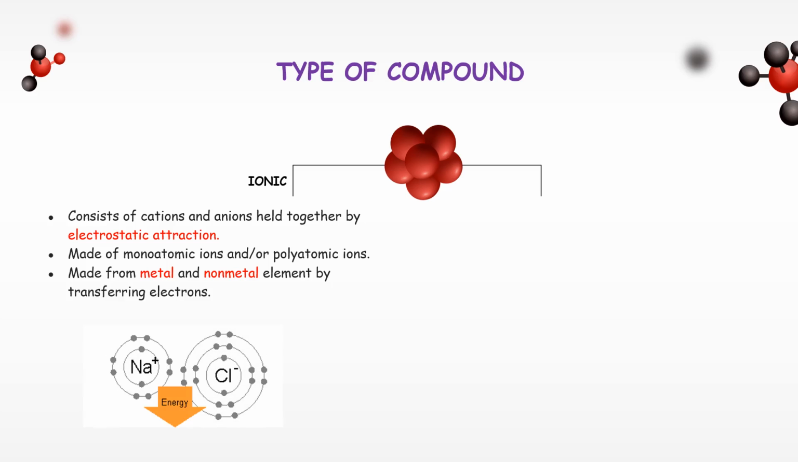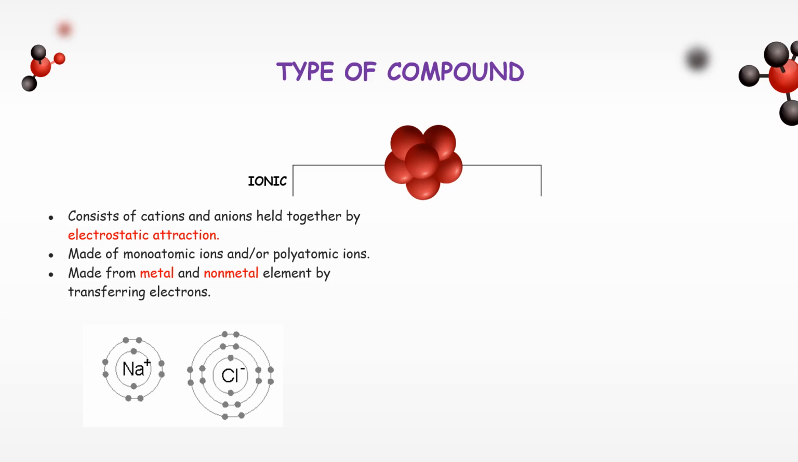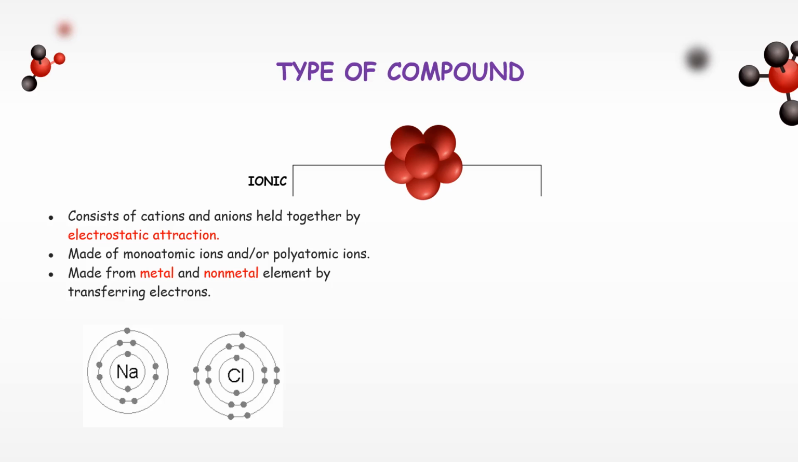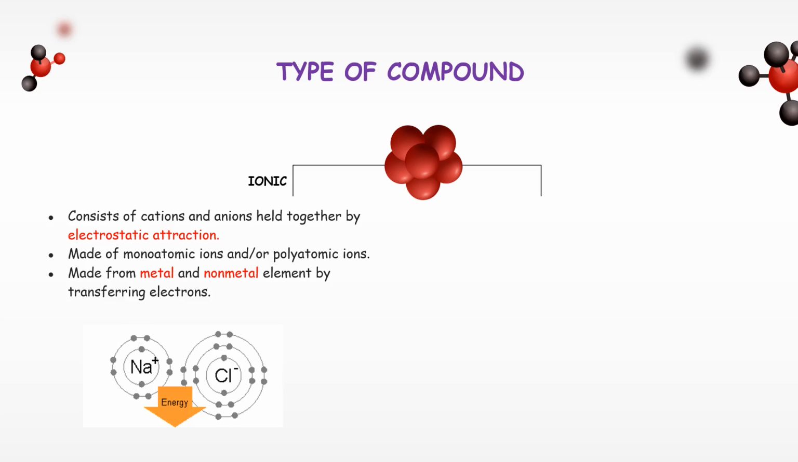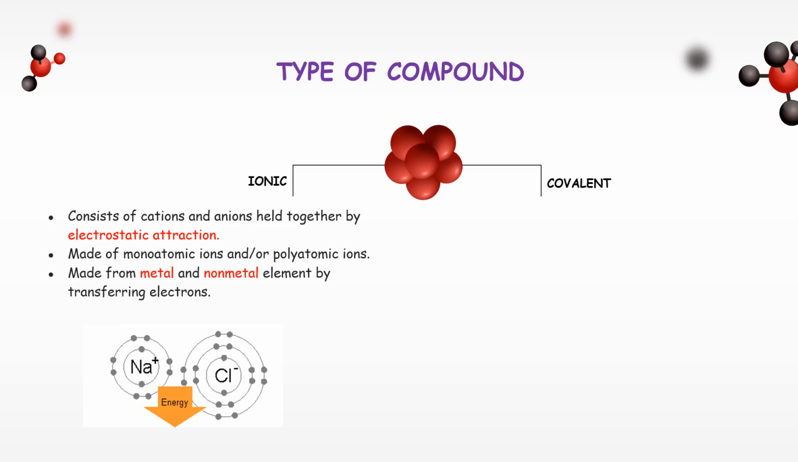So here we have the example. When the sodium is releasing the electron, it requires energy to release the electron, and when the chlorine is accepting the electron, it will release energy. When the 2 atoms combine together, it will release energy to form the ionic bond or the ionic compound, and the energy released is in the form of heat.